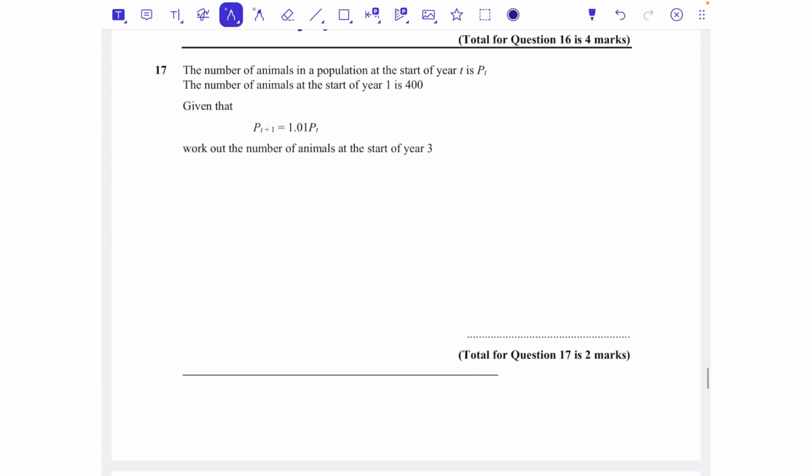Question number 17. The number of animals in a population at the start of the year T is PT. The number of animals at the start of year 1 is 400.